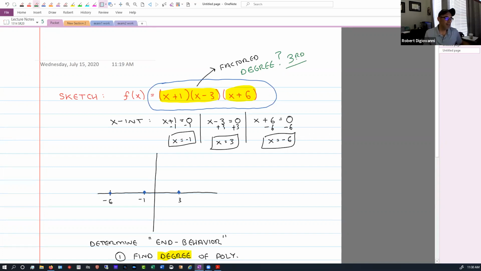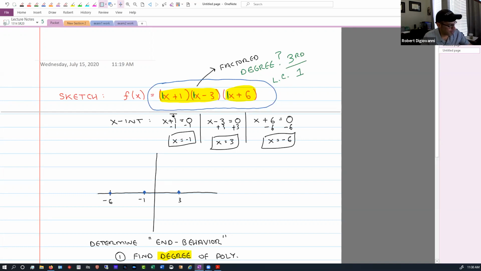Now, the leading coefficient's a little harder. The way you get the leading coefficient is by looking at all the numbers that are in front of these x's. So you see we have a 1 in front of the first x, a 1 in front of the second x, and a 1 in front of the third x. Those are all going to have to multiply times each other at some point. And so if you multiply 1 times 1 times 1, you should just get 1. So our leading coefficient should be 1.